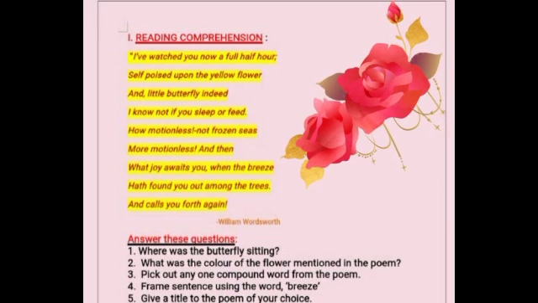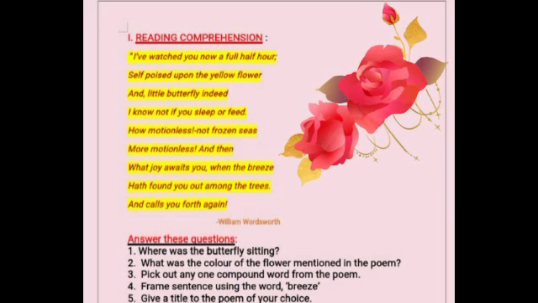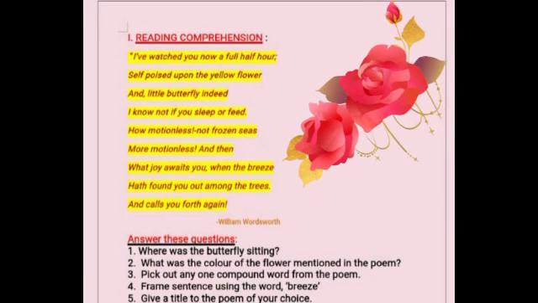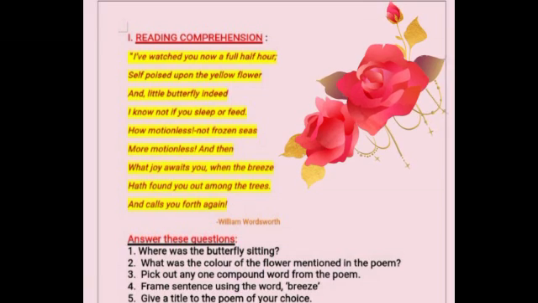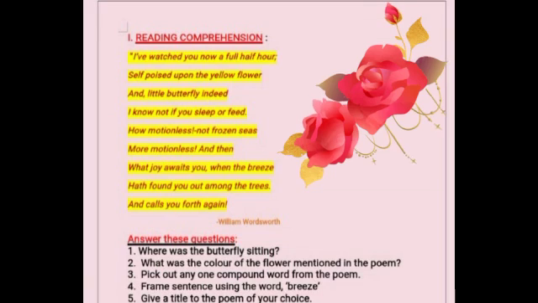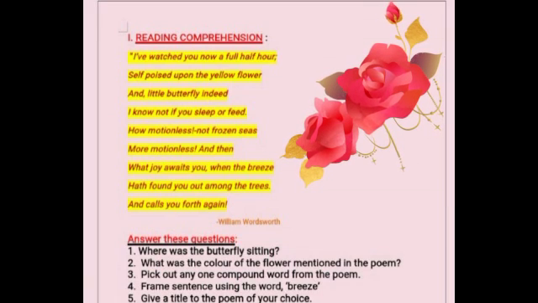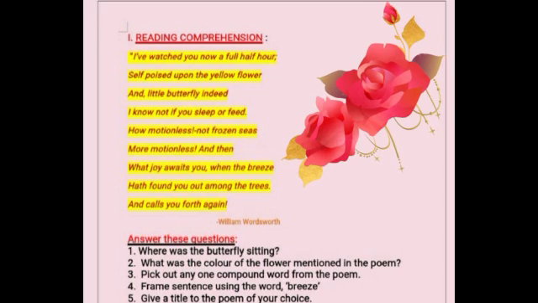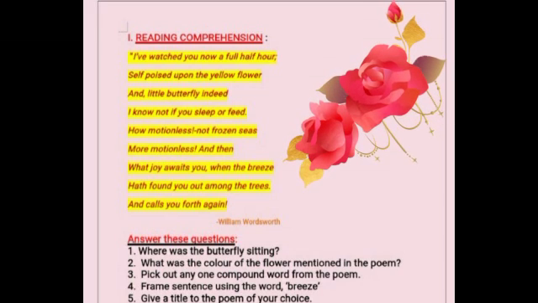Okay, so now we'll read out the questions. First one, where was the butterfly sitting? The butterfly was sitting upon the yellow flower. Second one, what was the color of the flower mentioned in the poem? So how you have to write? You have to write the full sentence here. The color of the flower mentioned in the poem is yellow. Okay, so simply if you write one word, you will not be getting marks.